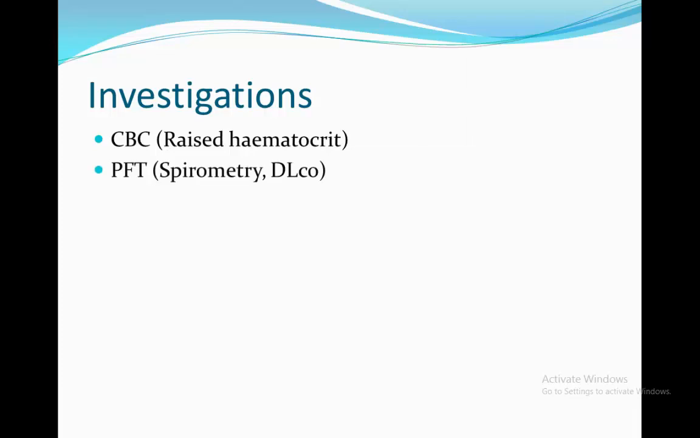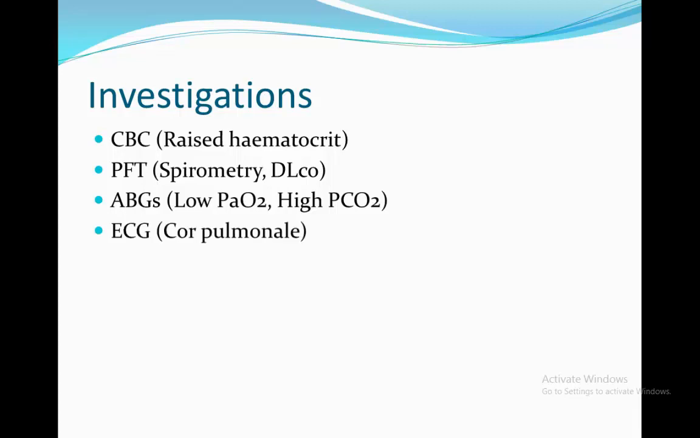Pulmonary function test. In spirometry, we'll find a low FEV1-FVC ratio, and there's a reduction in the diffusion lung capacity, especially in emphysema, seeing as there's a reduced surface area for oxygen to diffuse from. ABGs will show a low partial pressure of oxygen and a high partial pressure of CO2. We'll do an ECG to look for cor pulmonale, indicated by right ventricular enlargement. Sputum culture will help to rule out any infections like pneumonia, and on imaging we'll perform chest x-ray or CT.